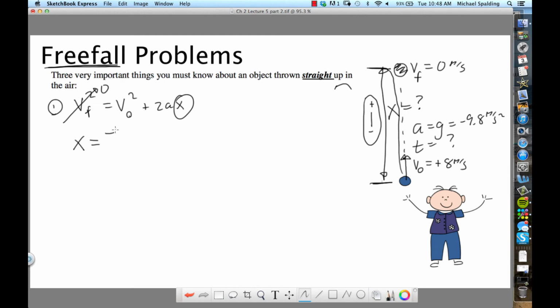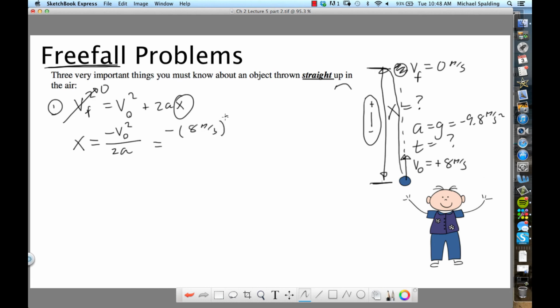If you do the algebra, you're going to get negative v initial squared over 2a. That's what the algebra would give. Now you plug in numbers. All I did from here to there is just algebraic manipulation, and I don't think I need to show it. So then this is 8 meters per second.